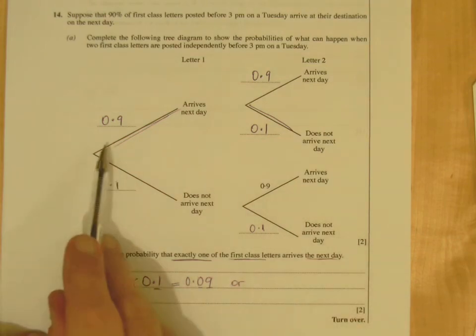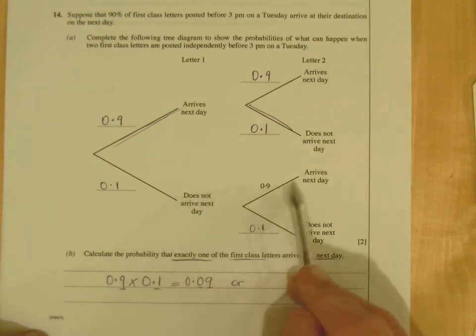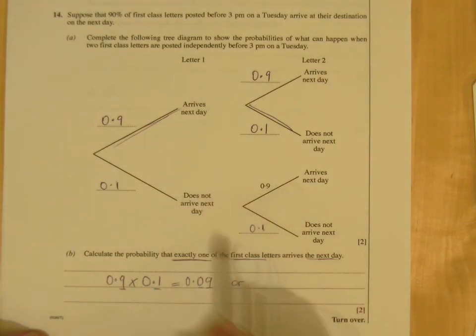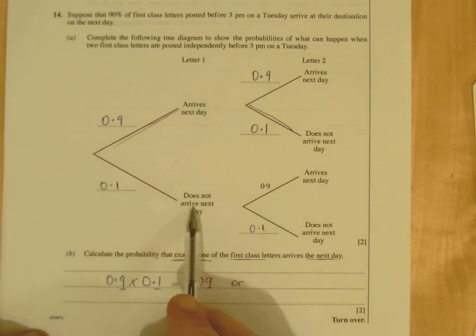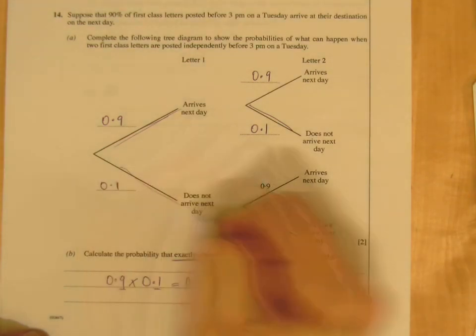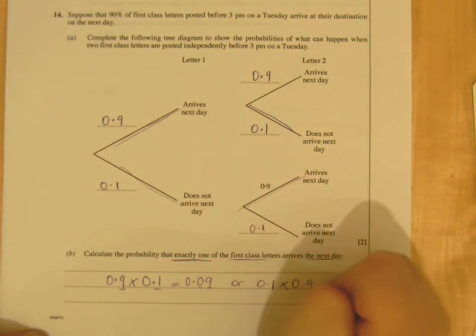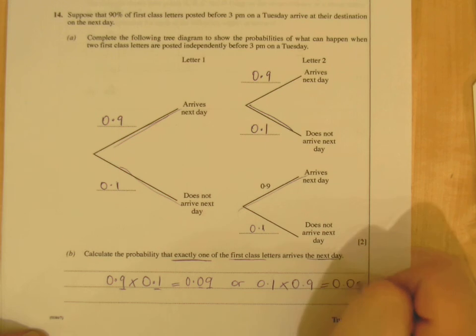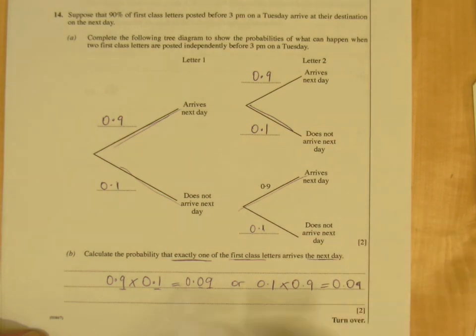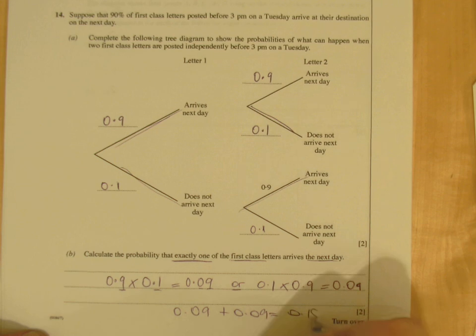It could be that letter 1 did not arrive the next day, but letter 2 did. Remember, it says exactly one of the first class letters, so it could be letter 1 didn't arrive, but letter 2 did. So you could go along that branch and then that branch. So 0.1 times 0.9 again is going to be 0.09. And you've got that or that possibility. When you see the word or, you need to add them. So 0.09 add 0.09 is 0.18.